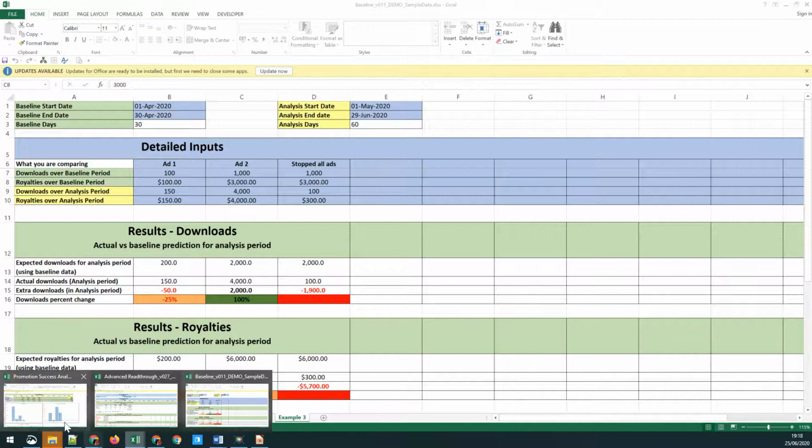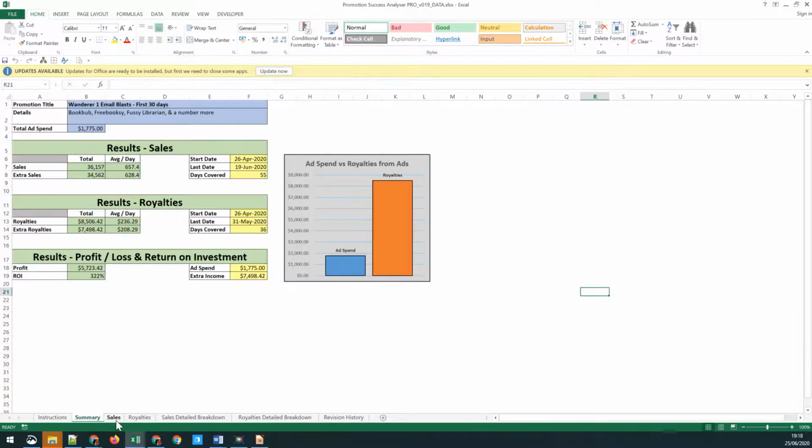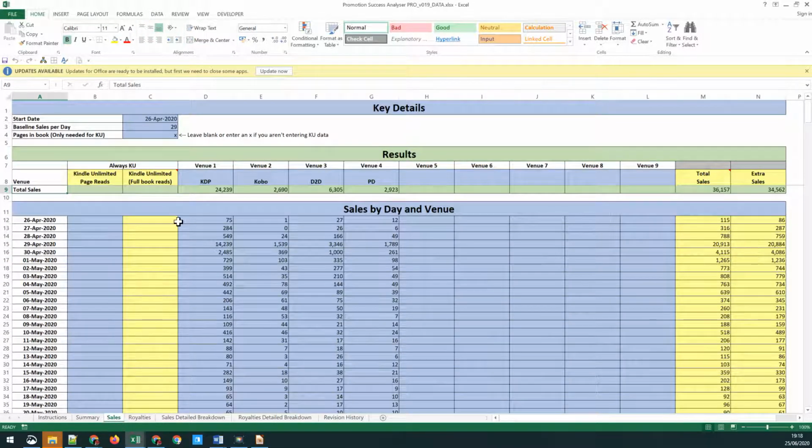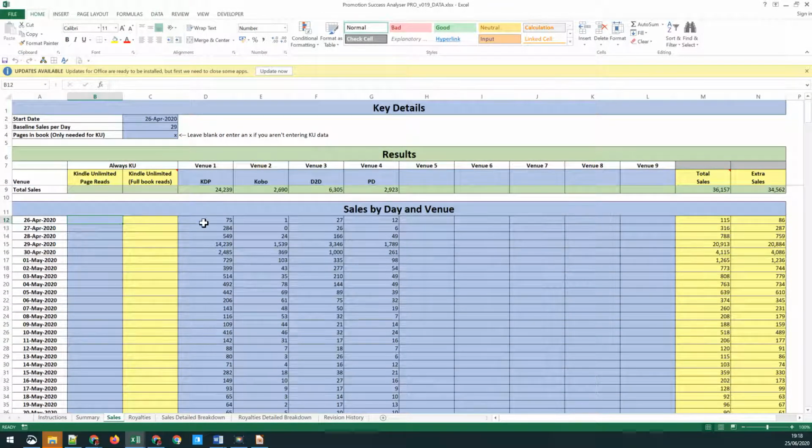And then the final one is the Promotion Success Analyzer. This is the Pro version of this. So basically what we're entering here is just a start date, how many baseline sales you have, and then how many sales you have on each date after that. And you can see here we can also enter Kindle book reads.